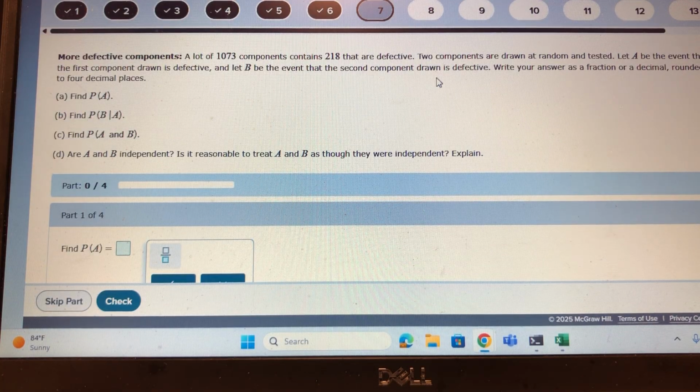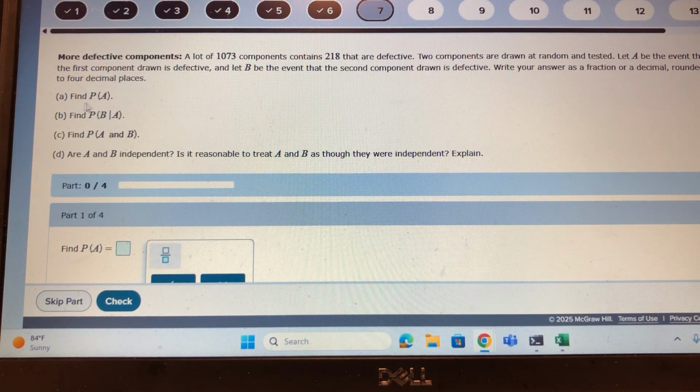Okay, I guess this one we have to make our own chart. Or maybe there's no chart here, let's see. There's 1,073 components, 218 are defective, 2 are drawn at random and tested. Yeah, this is not a chart problem. Okay, so A is the first component is defective, B is the second one is defective.